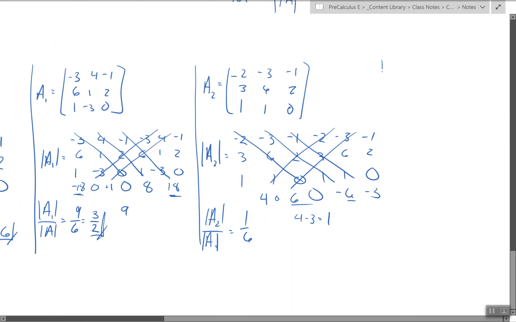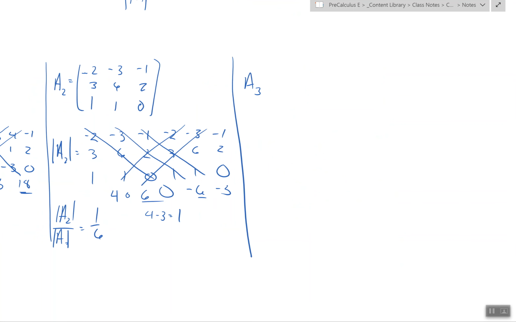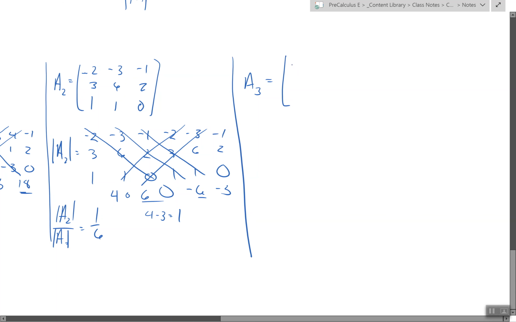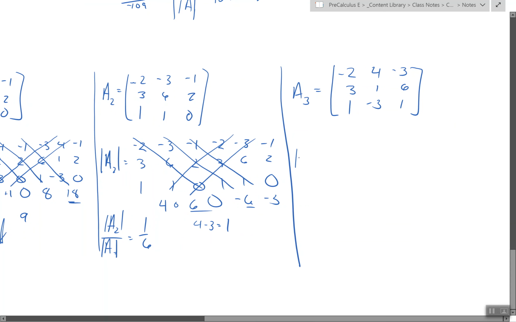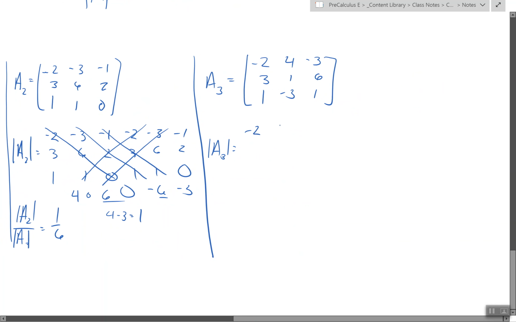Okay, and then we're going to write out A3. So A3, we're going to replace the third column now. So this is still 2, 3, 1. This third column is going to be -3, 6, 1. I forgot what the middle column should be. The middle column should be 4, 1, -3. Okay, so no 0 this time, so we're going to have to do all of the multiplication. That's okay. So A3, we will double copy: -2, 4, -3, -2, 4, -3, 3, 1, 6, 3, 1, 6, 1, -3, 1, 1, -3, 1.